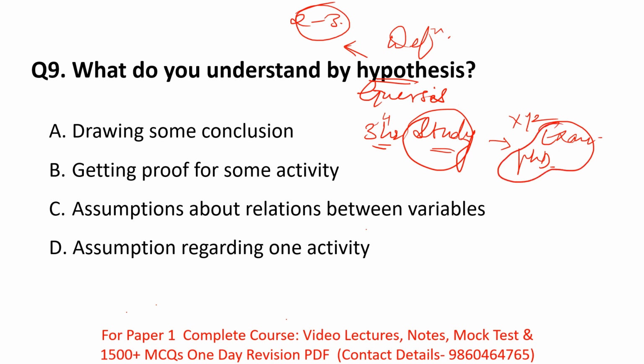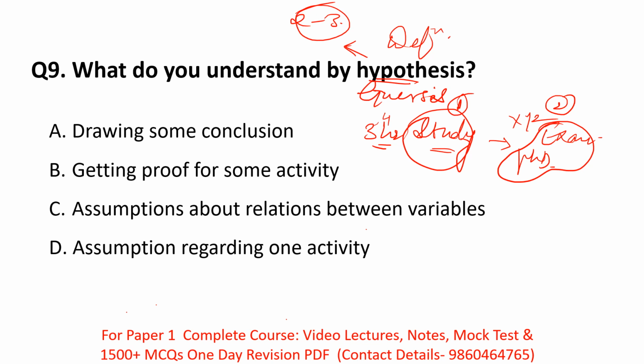So between these two variables, study and PhD entrance examination, I am guessing, I am assuming the relation between these two variables. So what is hypothesis? Hypothesis is nothing but a tentative statement, meaning a temporary statement, guessing assumptions for a short period of time. And what I am doing here is assuming the relation between these two variables, study and PhD entrance examination. Study hours and my PhD entrance examination.